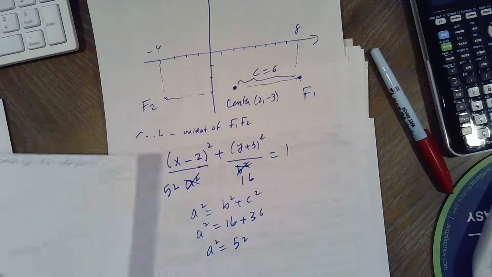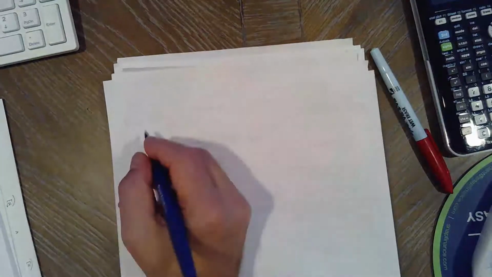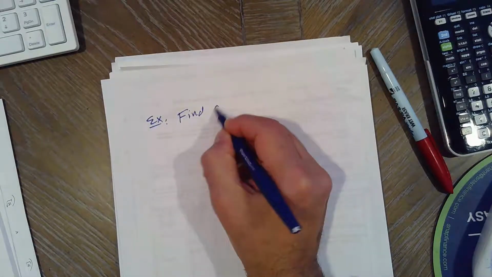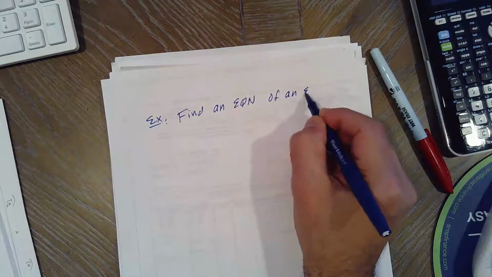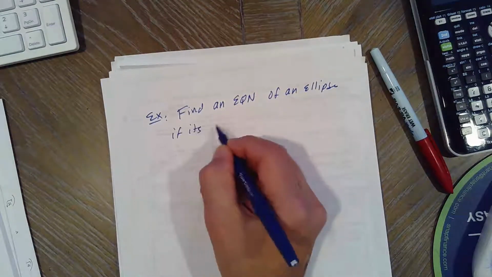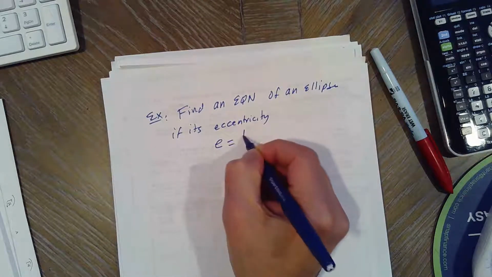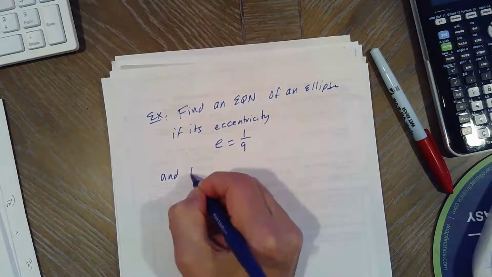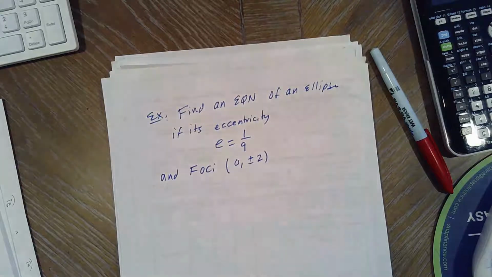Okay, couple more examples. Find an equation of an ellipse if its eccentricity e is 1/9 and foci are (0, ±2).